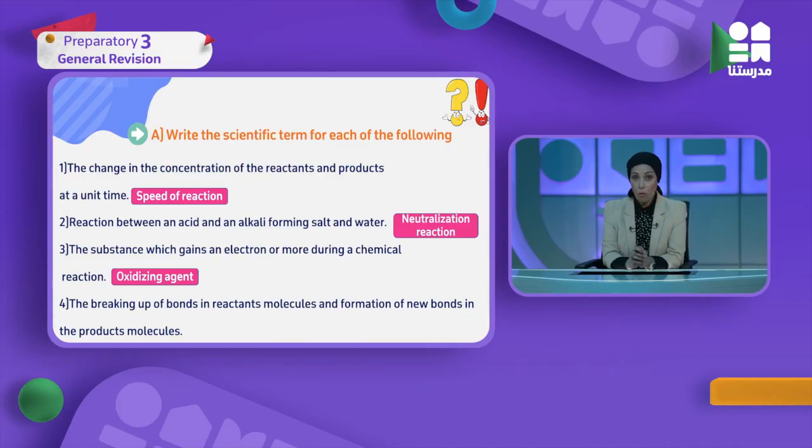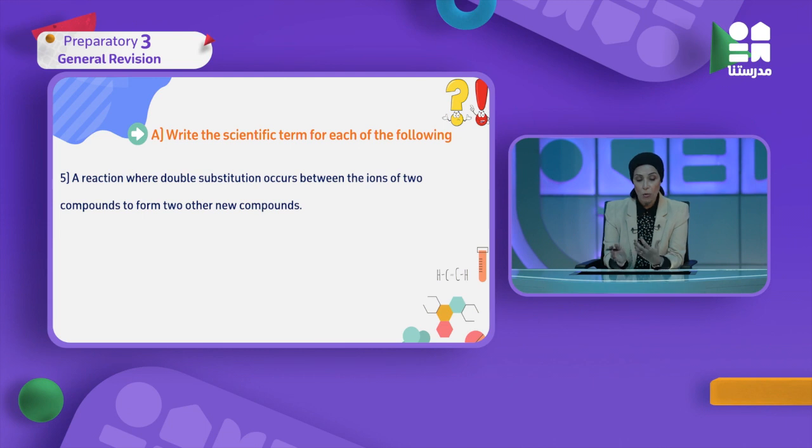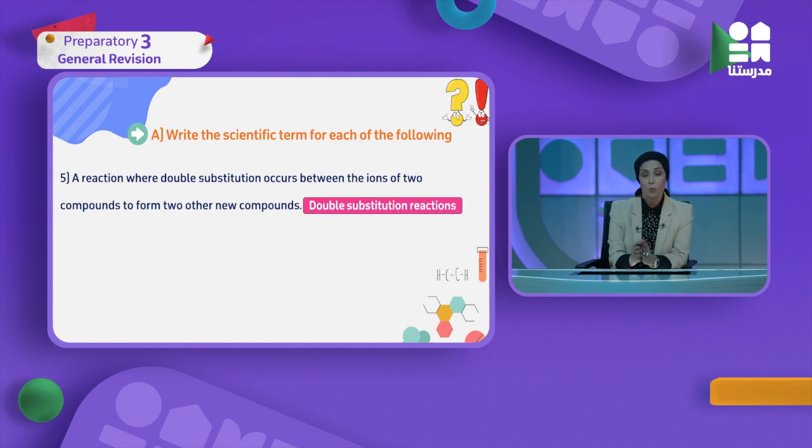The breaking down of bonds between reactant molecules and formation of new bonds between products is a very easy question. This is a chemical reaction, which is the name of the first unit basically. The reaction where double substitution occurs between ions of two compounds. Is this double or simple substitution? Of course it says ions, so these are complicated compounds. So right away I say double substitution reaction, because double substitution happens between the ions of compounds.